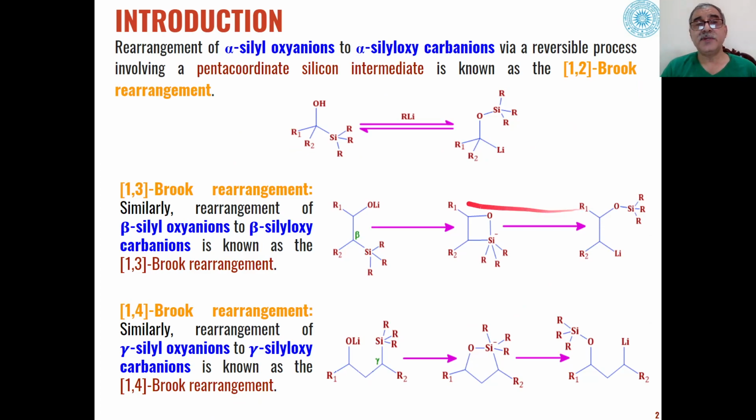The Brook rearrangement is basically a conversion of alpha silyl oxyanions into alpha silyloxy carbanions via a reversible process, where a penta-coordinate silicon intermediate is involved in the rearrangement of these alpha silyloxyanions into alpha silyloxy carbanions. Such a conversion is known as 1,2 Brook rearrangement because the conversion takes place at the alpha position.